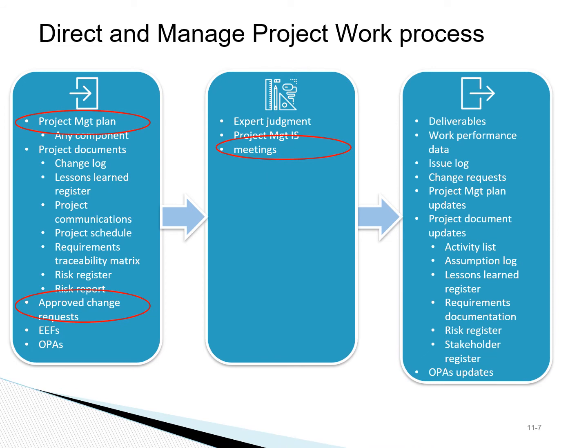Let's look in more detail at the inputs and outputs of the process for directing and managing project work. Clearly, the management plans and any changes to them are key inputs to this process. As work is being performed, the activity lists, lessons learned, and other documents need to be updated, as shown as the output of the process.